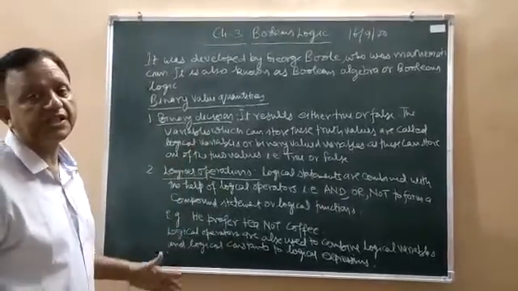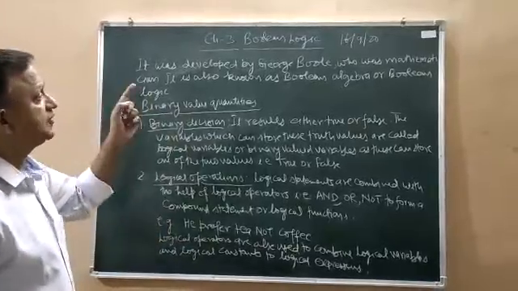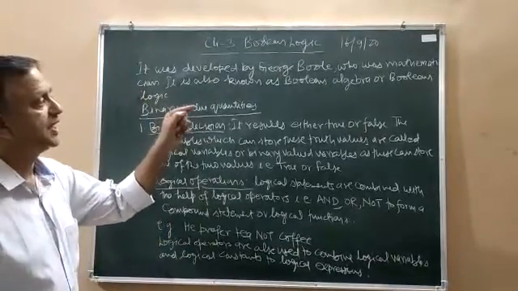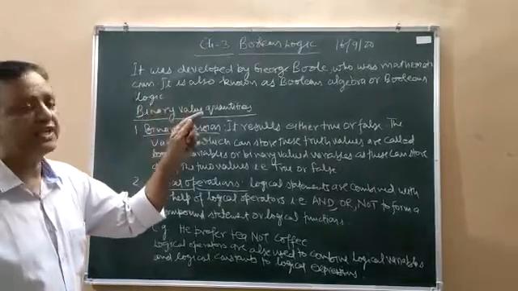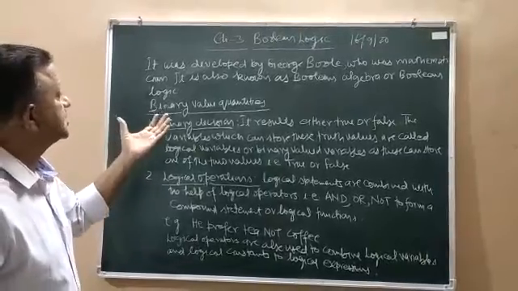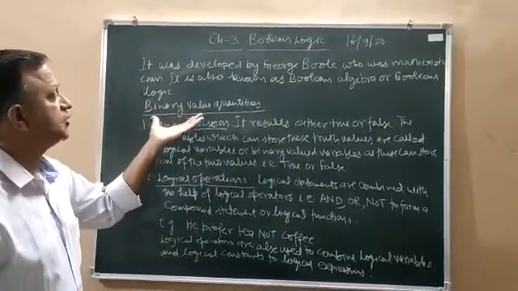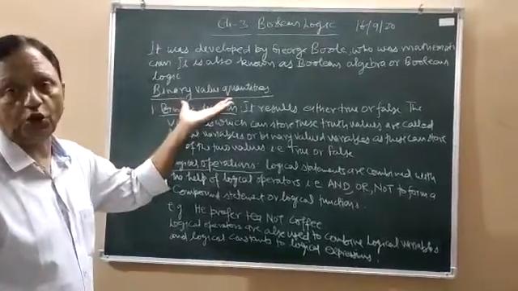In this video, we are starting with the third chapter, that is Boolean logic. It was developed by George Boole, who was a mathematician. It is also known as Boolean algebra or Boolean logic. So in this, first we are taking binary valued quantities. You know binary valued quantities, that is either 0 or 1.